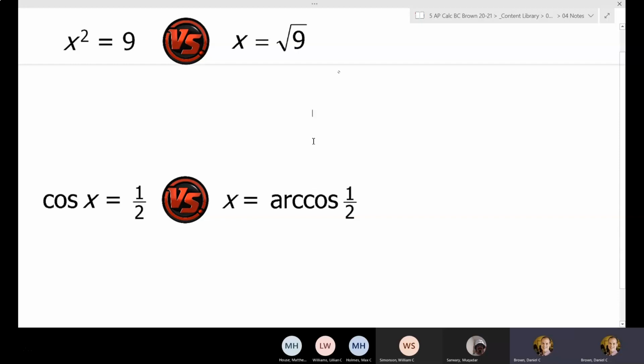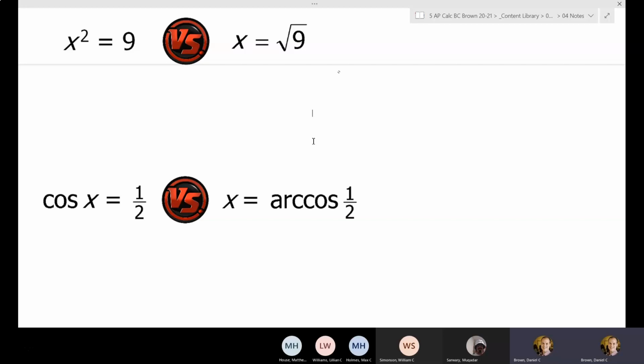Just to remind you on inverses, in mathematics, inverses are kind of like the reverse of a function. And in math, we often define an inverse to make it a function, so basically that it will pass the vertical line test. So I want to compare two different equations. The first is x squared equals 9 versus x equals the square root of 9. Then I also want to compare the equation cosine of x equals 1/2 versus x equals the arc cosine of 1/2.